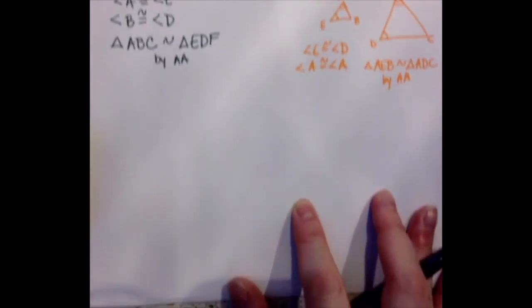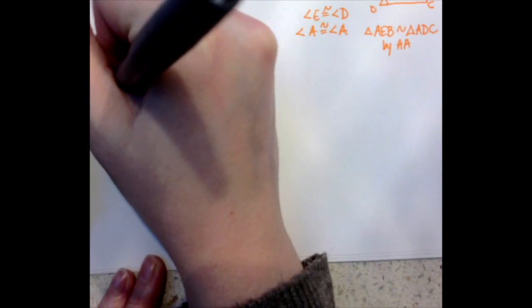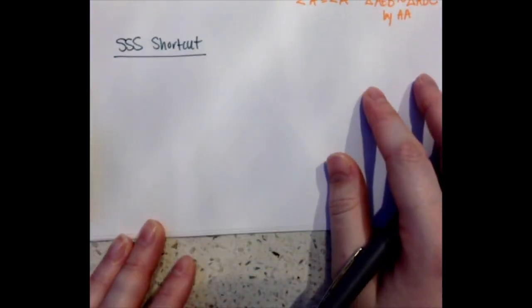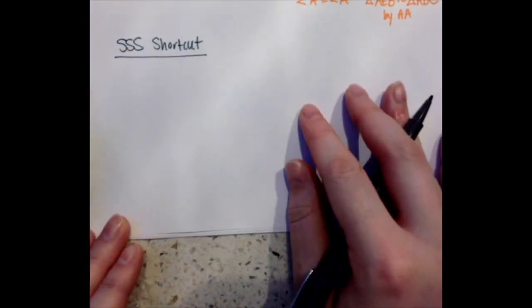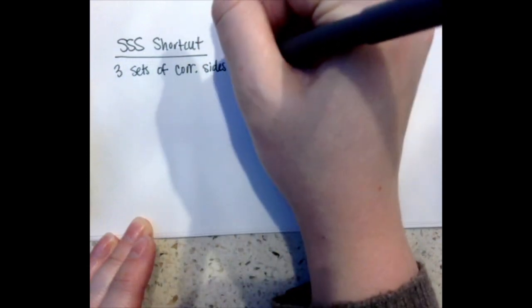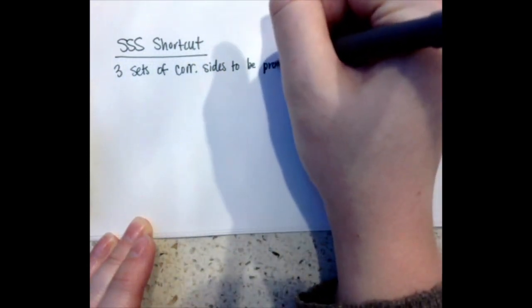So now we're going to do another shortcut. It is the side-side-side shortcut. And these are pretty aptly named because angle-angle, you look for two angles. Side-side-side, you look for three sides. And so in this case, we're not looking for the sides to be the same. We're looking for three sets of corresponding sides to be proportional.